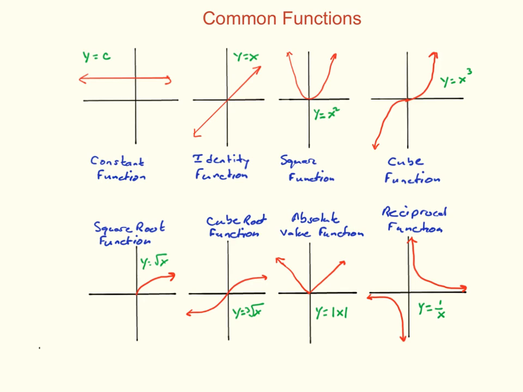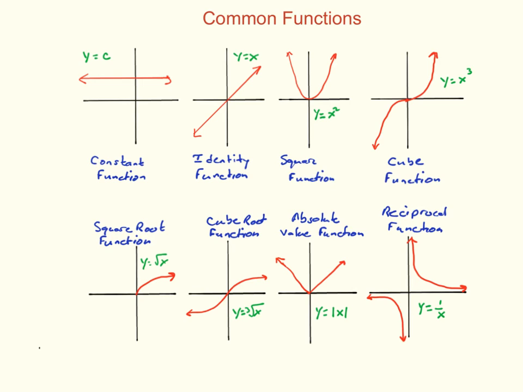So when they start talking about a cube function, you have an image of what that is. Or when they talk about an absolute value, an image of what that looks like. The first function we have here is the constant function, where y equals a constant value. It's just going to be a horizontal line. Then we have the line y equals x. That's also called the identity function.